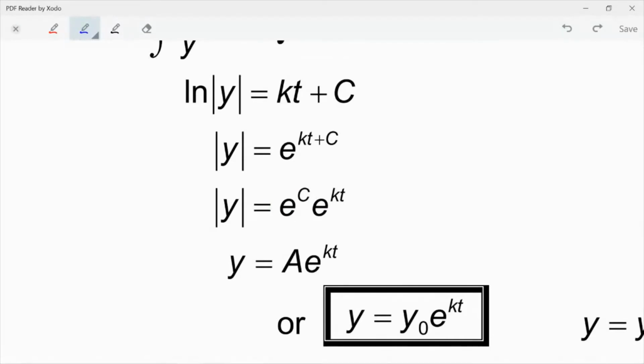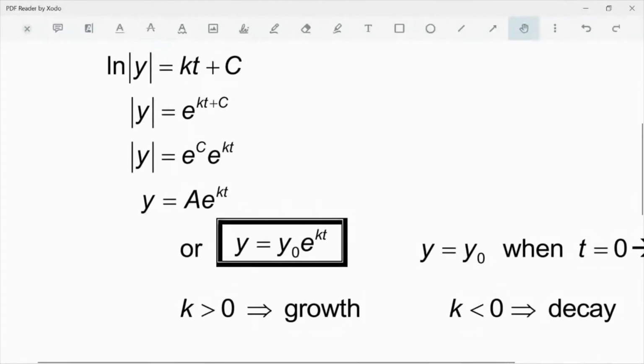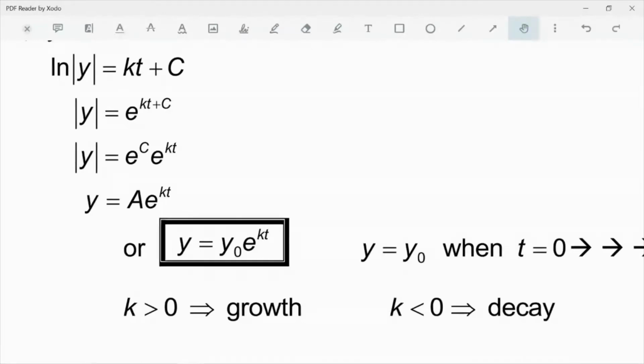And then the last thing is I would need to solve for that a. Well, if I knew that the initial y value was y naught when time is equal to 0, if I solve for that a value, I'm going to get y naught. So y is equal to the initial y value times e to the kt power. Okay, if we have a k value that is positive, we have exponential growth. If we have a k value that is negative, we have exponential decay.